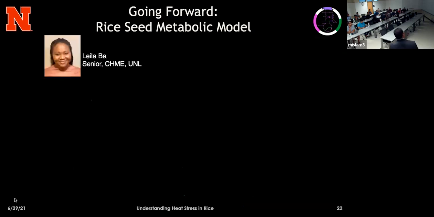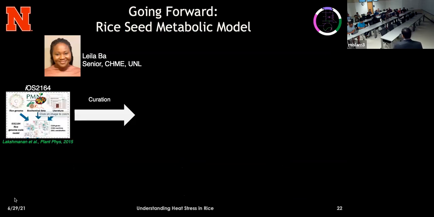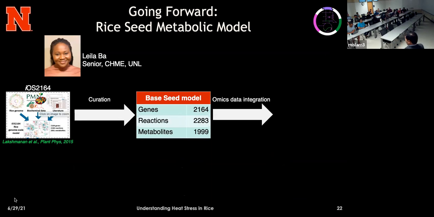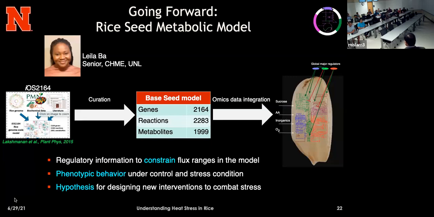So going forward, Leila is a senior in our department. What she's trying to do is incorporate this omics data on top of a rice seed metabolic model to find out what are the phenotypic changes happening at the reaction level. So to do that, she is using an already published rice leaf model and then customizing and curating it for rice seed, which we call the best seed model. And then she is employing the control and stress data on top of that model to find the two context-specific models. And then studying what are the phenotypic behavior changes during stress, and if we can develop a new hypothesis from the reactome study that will lead us to develop a stress-tolerant rice variety.